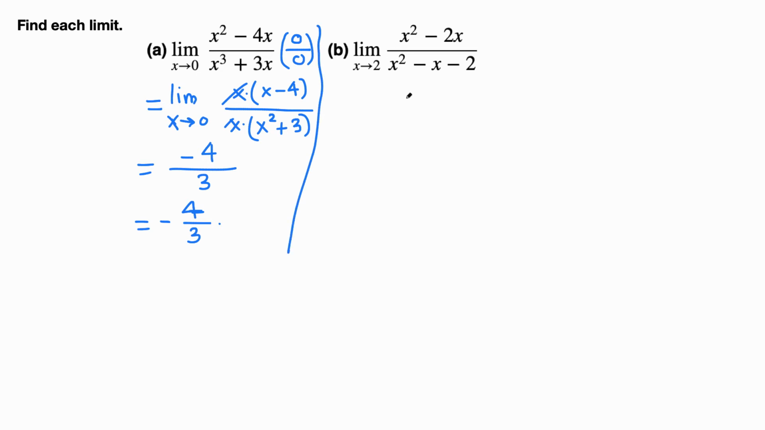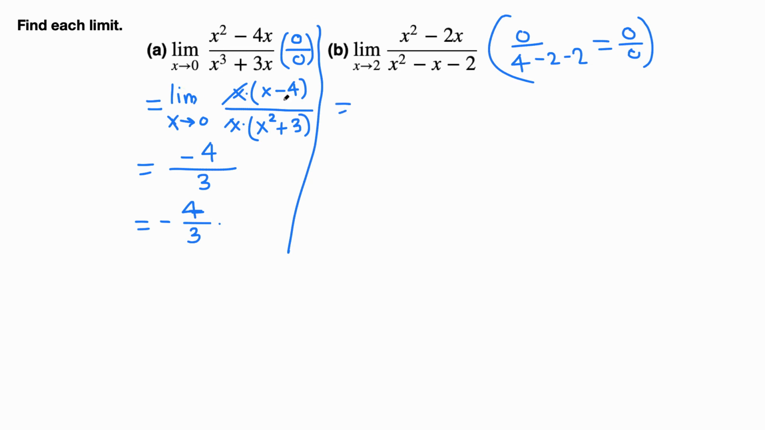Okay, let's do part B. Same thing, just plug in x equals 2. Unless we get 0 on the bottom, we are good. So 2 squared is 4, minus 2 times 2 is 4. 4 minus 4, 0 on the top. On the bottom, 2 squared is 4, minus 2, minus 2, 4 minus 2 minus 2 is 0. So this is also 0. So we have again 0 over 0.